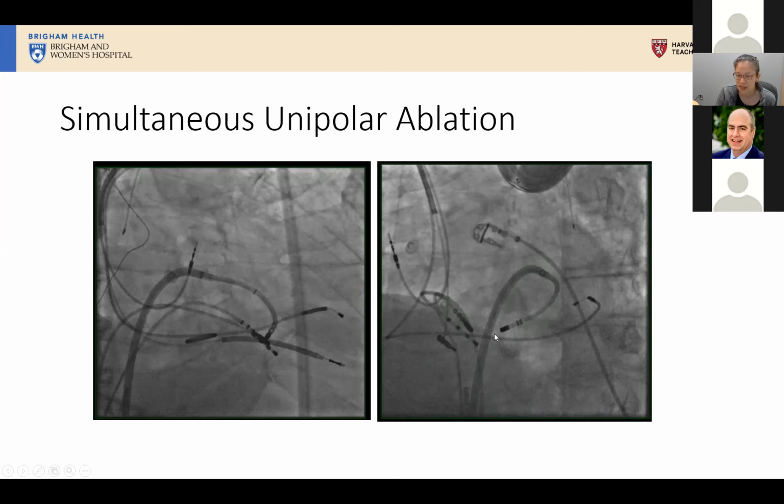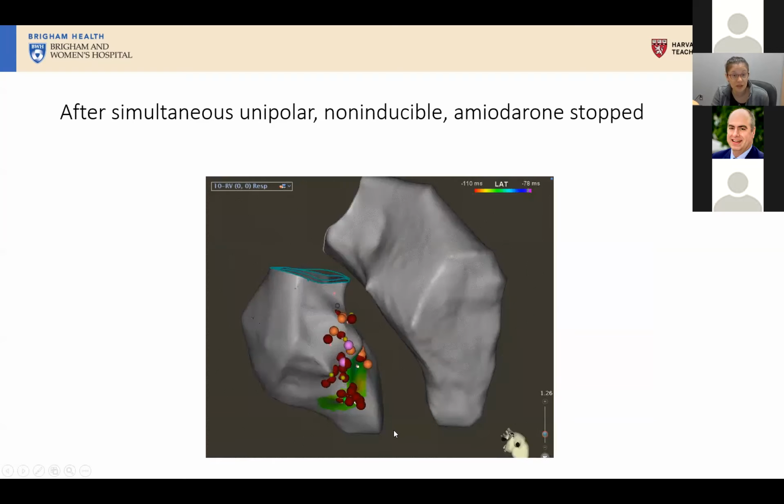When this gets to be above a centimeter or so, it's unlikely that any bipolar ablation, whether simultaneous unipolar or bipolar ablation, is going to produce a transmural lesion if the electrodes are so far separated. So here we ablated, we got termination, we couldn't reinduce, so we were really happy.